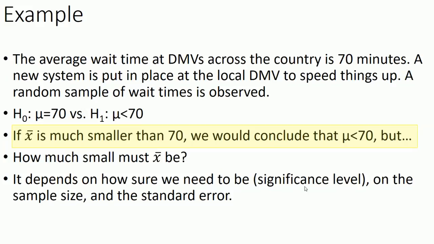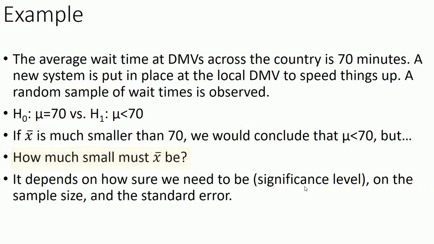And if the sample average is a lot smaller than 70, we would reject the null hypothesis. We would say, oh, the wait time has decreased. But the question is, how much smaller than 70 does the sample mean have to be? Is X bar of 69 small enough? Does it have to be 60 minutes or 50 minutes?